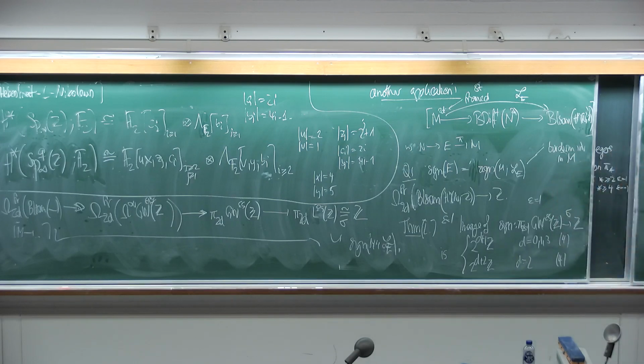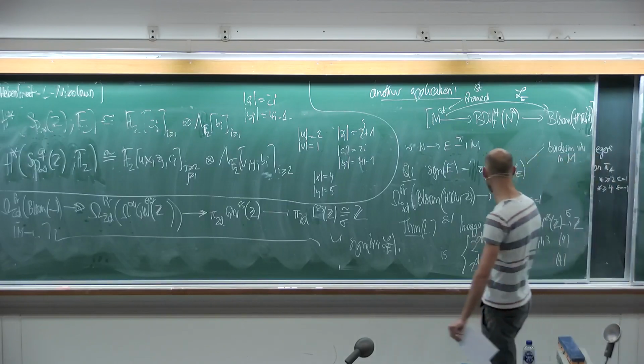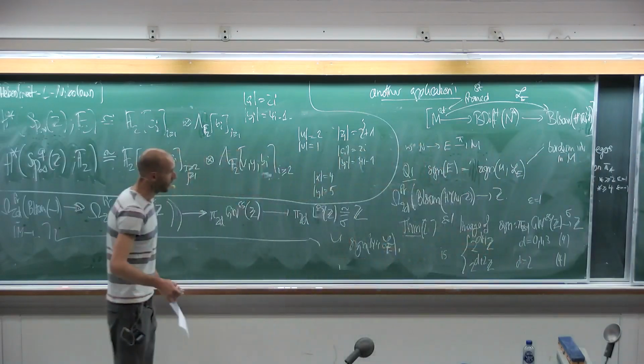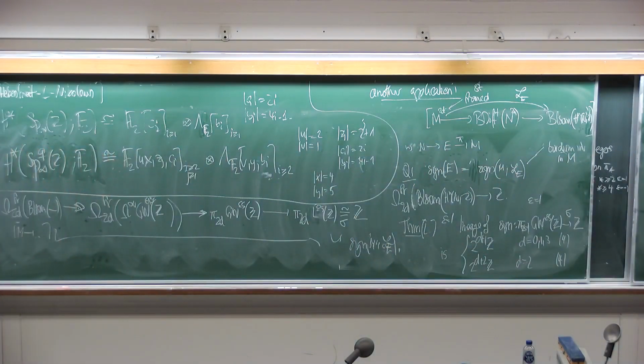Okay, so the numbers that you get are, A, divisible by 2. It's only powers of 2 that you see. And B, they grow exponentially in the half of the dimension of the base.